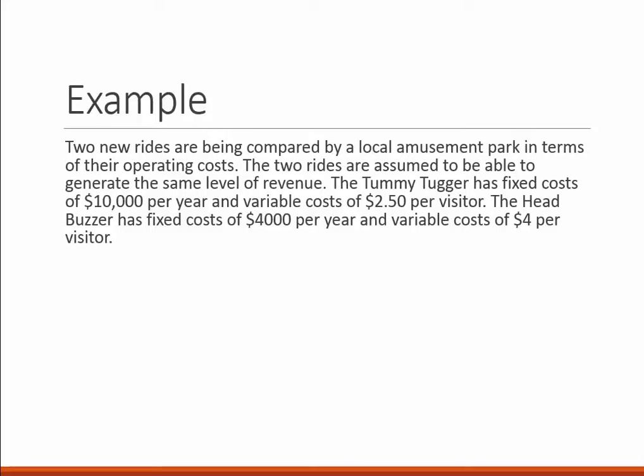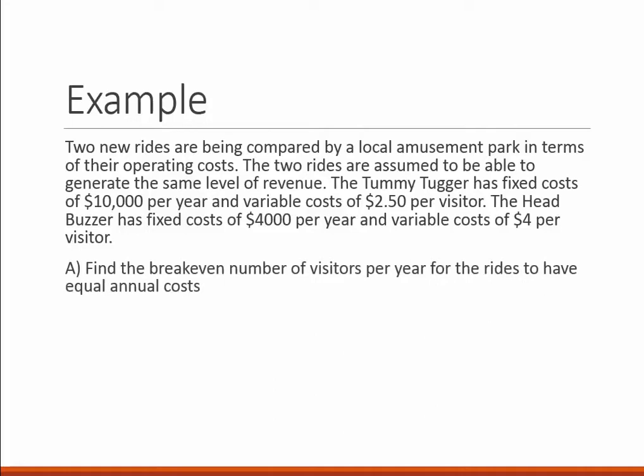The Tummy Tugger has a fixed cost of $10,000 per year and variable costs of $250 per visitor. The Head Buzzer has a fixed cost of $4,000 per year and a variable cost of $4 per visitor. Find the break-even number of visitors per year for the rides to have equal annual costs.